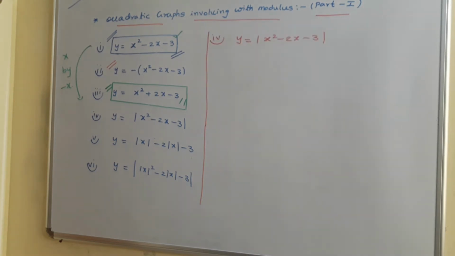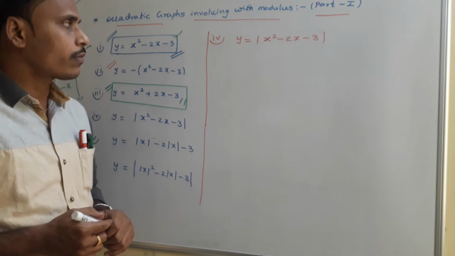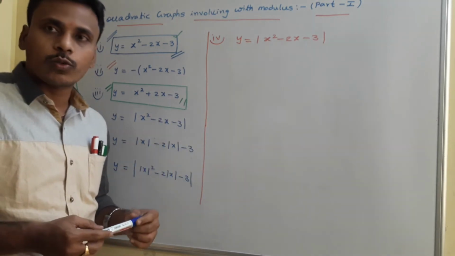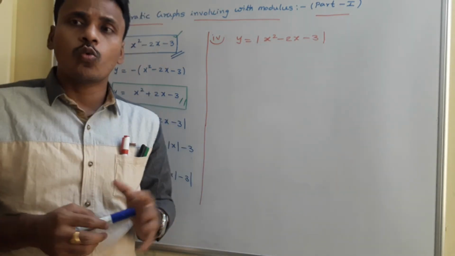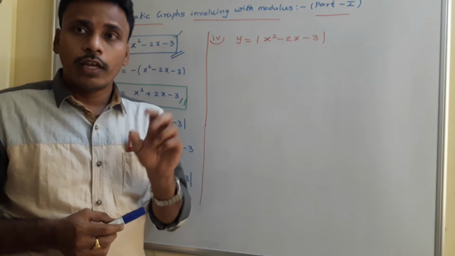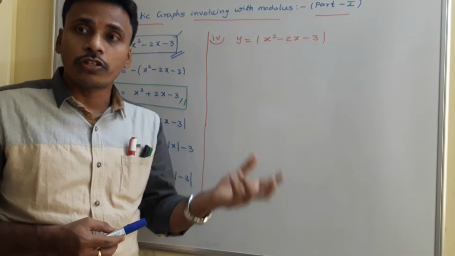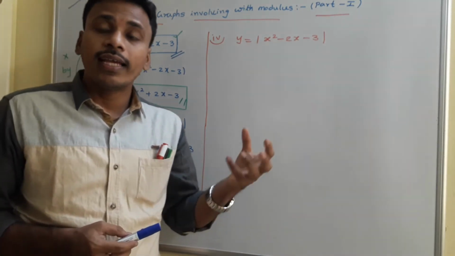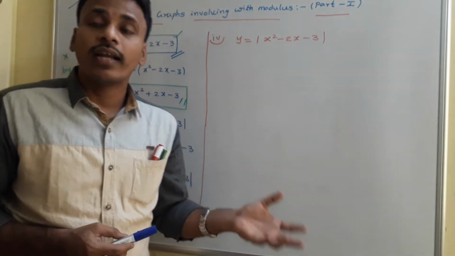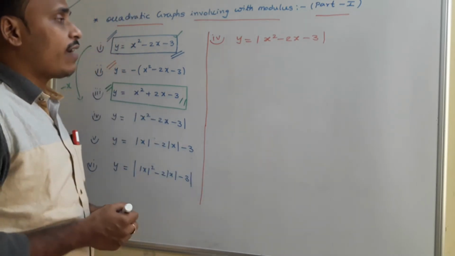Now the fourth one, y is equal to modulus of x square minus 2x minus 3. It looks a bit complicated but is very simple to sketch. First of all, you need to think about this modulus. I think you are all aware of the modulus. If the input of the modulus is positive, you will get the same output. If the expression is negative, then the output is again what? Different. You have to multiply with the minus sign. Is it right?